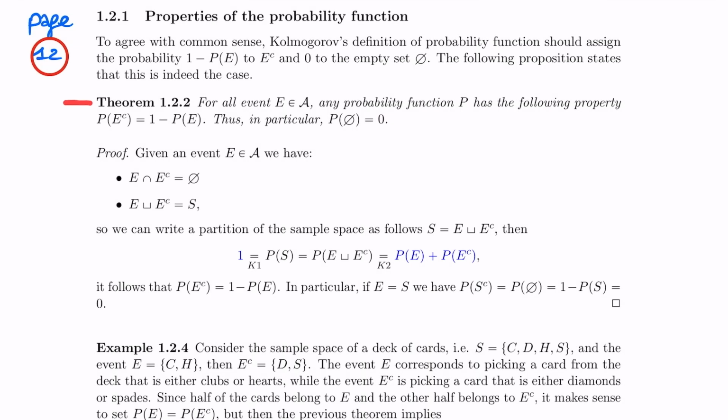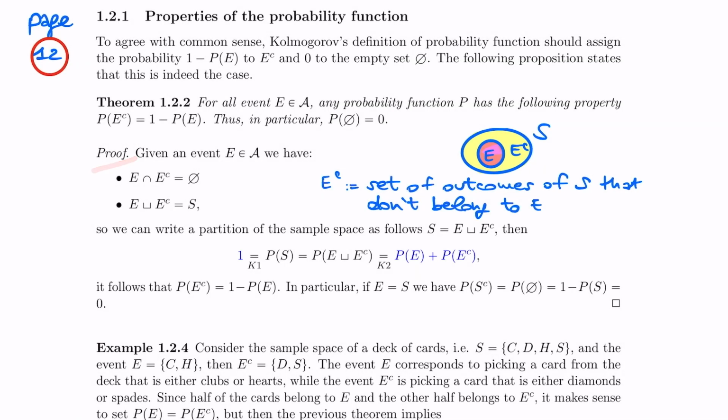Let's discuss this theorem. For all events E, any probability function P has the following property. P applied to the complementary of E is equal to 1 minus P applied to E. In particular, this implies that P applied to the empty set is 0.